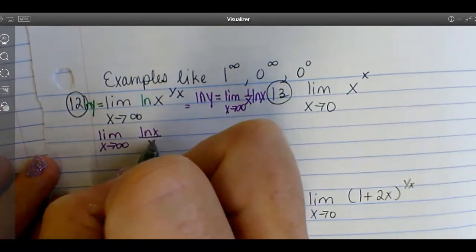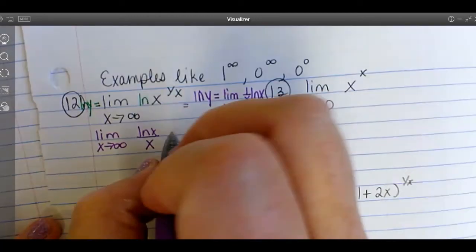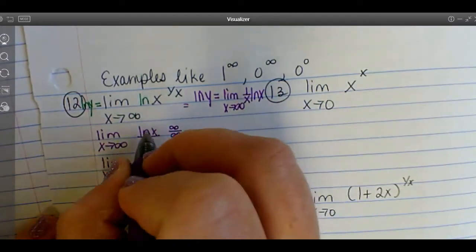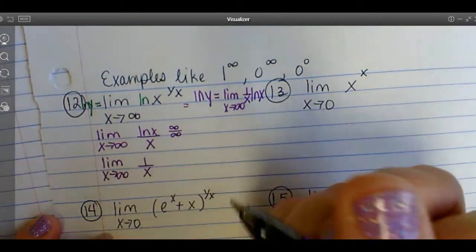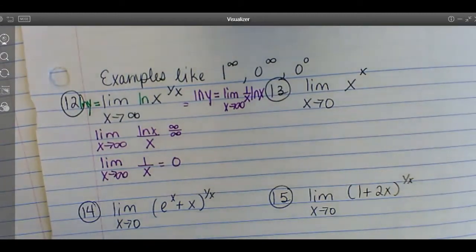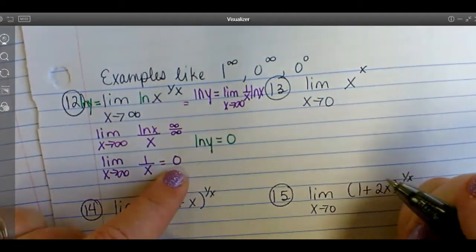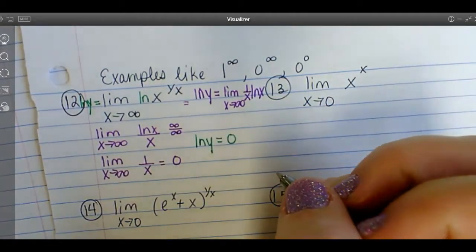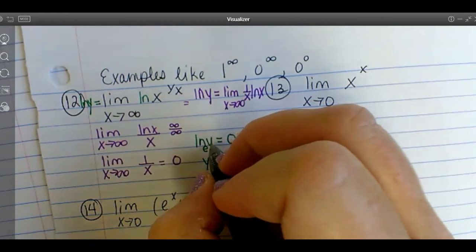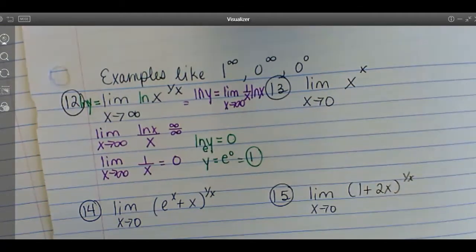I'm going to rewrite this as natural log of x over x because that's a problem we know how to solve. And when we plug in infinity, it's infinity over infinity. So I can take the derivative. The derivative of natural log is 1 over x. Derivative of x is just 1. So here we get that the limit is 0. However, that is not the answer because this natural log of y is still hanging out there. So I take natural log of y, set it equal to what I found, and then solve for y. You're going to rewrite it in exponential form. There's an understood e right here, and so you're going to get y equals e to the 0, which is 1, and then 1 is my final answer.